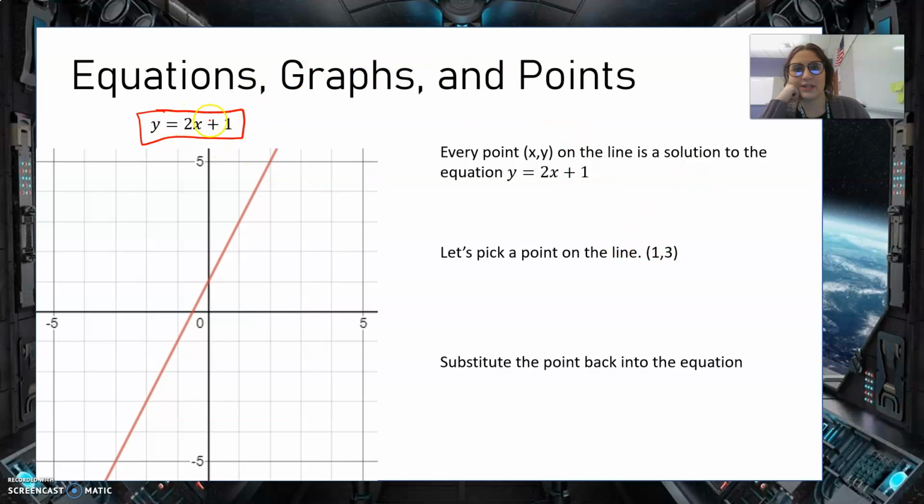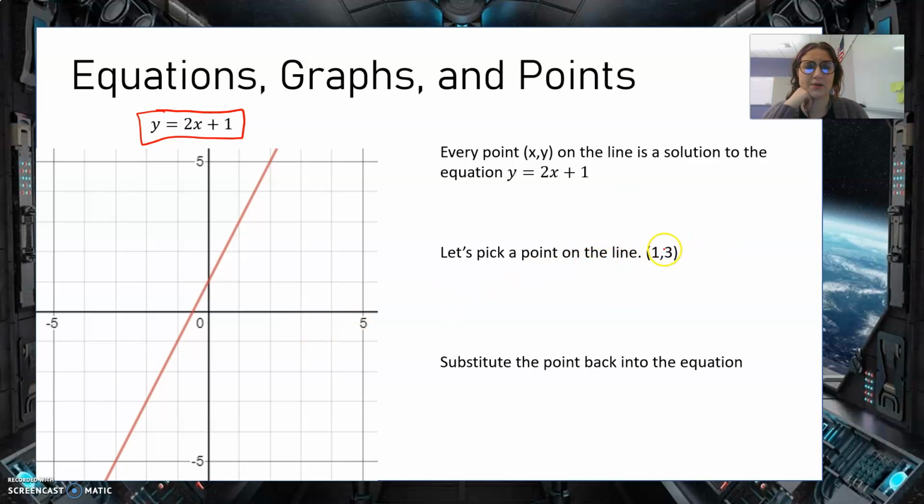So the first thing we're going to look at is the equation. This equation, y equals 2x plus 1, is the equation for this line. Every point, so every ordered pair, x comma y, on the line is a solution to the equation y equals 2x plus 1. So let's pick a point on the line and decide if it's a solution to the equation.